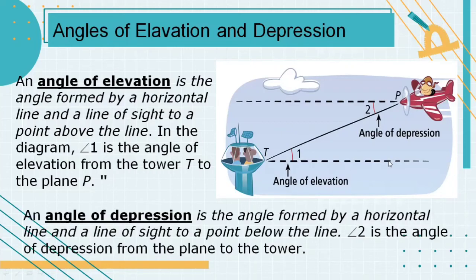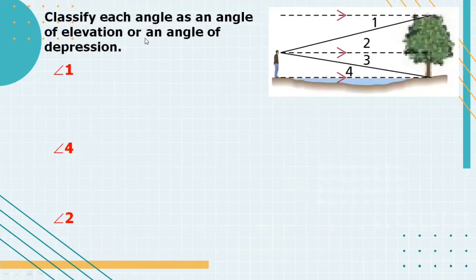How about the angle of depression? An angle of depression is the angle formed by a horizontal line and the line of sight to a point below the line. So our angle 2 here was formed by this horizontal line and this line here, which is the angle of depression from the plane P to the tower T. This time, we're going to classify each angle, whether it is an angle of elevation or an angle of depression.